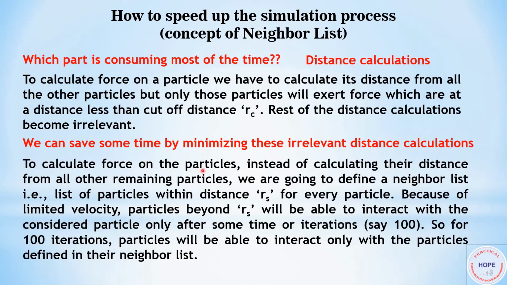To calculate force on the particles, instead of calculating the distance from all other remaining particles, we are going to define a neighbor list, that is a list of particles within distance Rs for every particle. Because of limited velocity, particles beyond Rs will be able to interact with the considered particle only after some time or iteration, say 100. So for 100 iterations, particles will be able to interact only with the particles defined in their neighbor list.